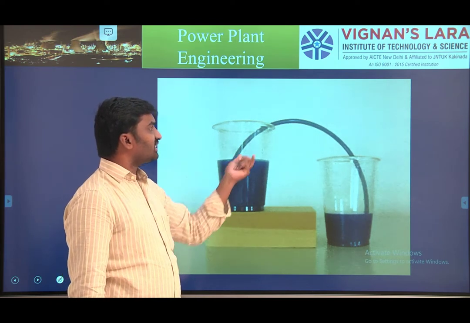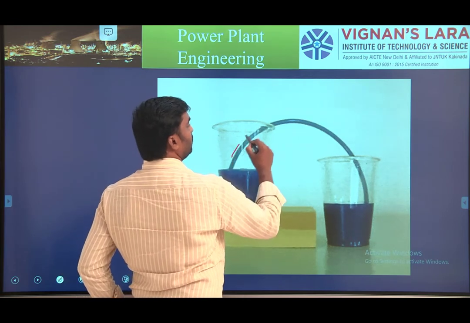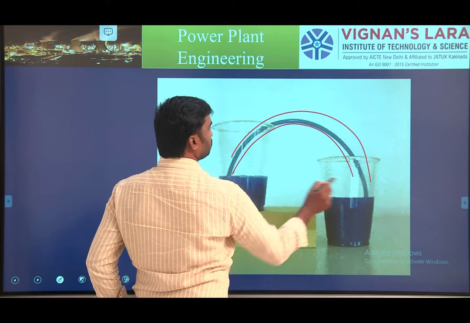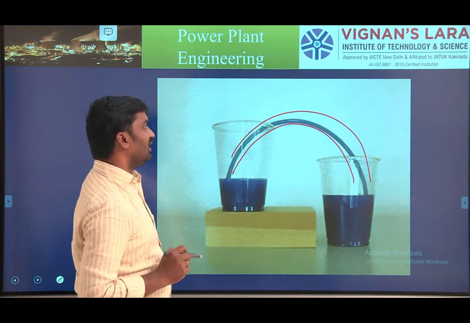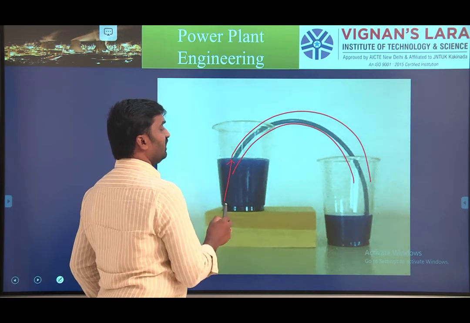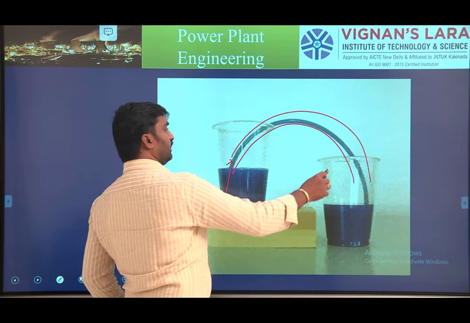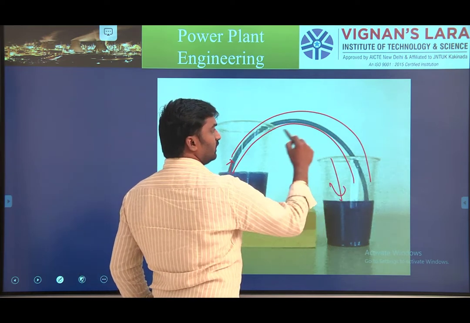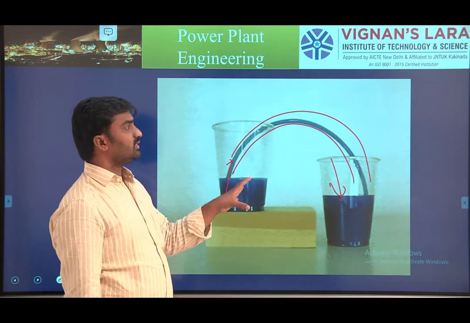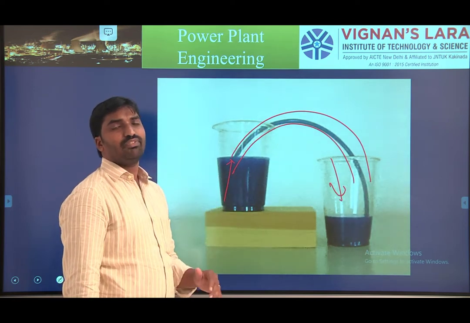Initially the water rises, rising through the tube. This is one tube, and the water is taken from the upper glass only. The initial rise is due to atmospheric pressure. After that, due to the gravity force of the earth, it delivers the water to the bottom part. So this is the schematic explanation of the siphon effect, the siphon spillway.